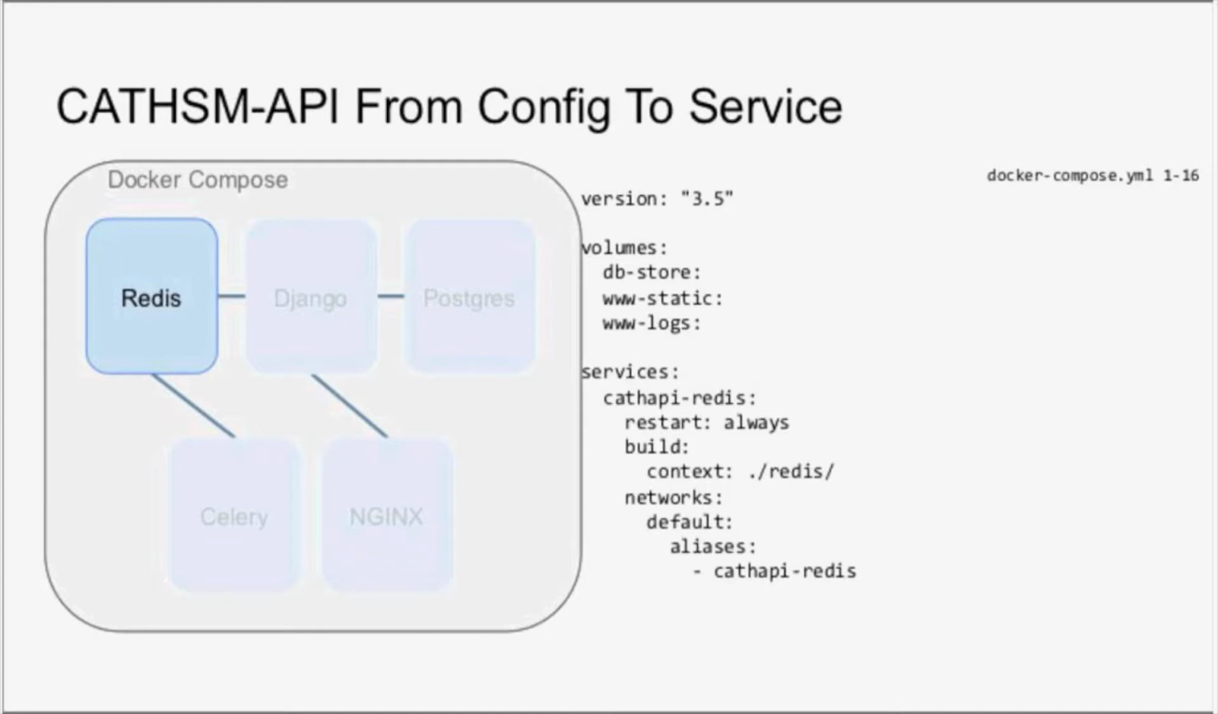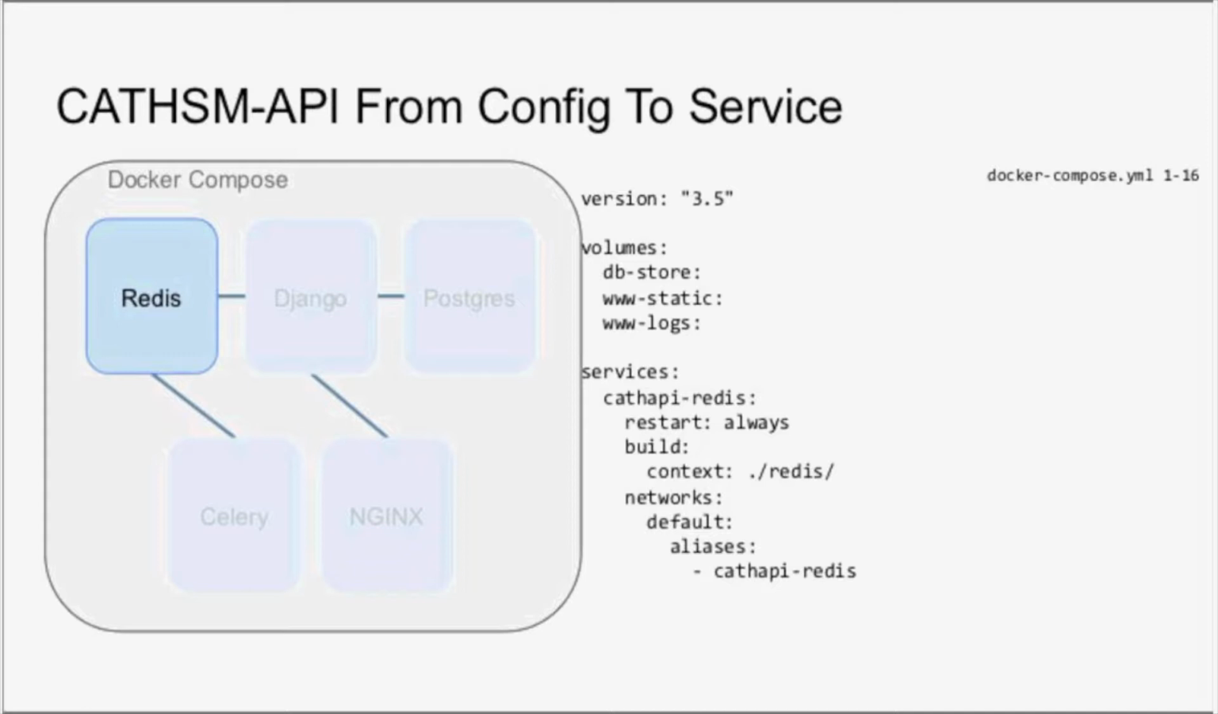And below that starts the services section, where all the containers we in the end want to run are defined. We start our definition with Redis, which just has a restart policy set to always. That means whenever this container is down for whatever reason, Docker Compose will restart it. And that's the default for all of our other containers.